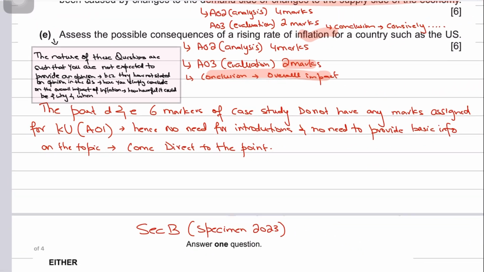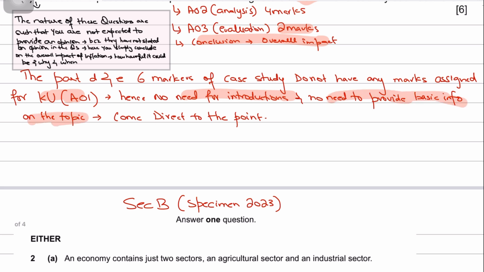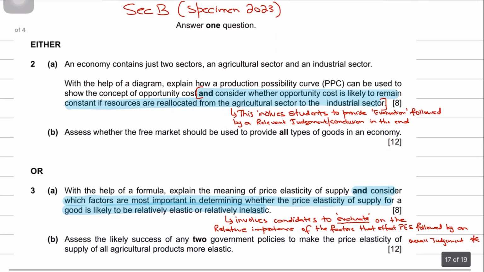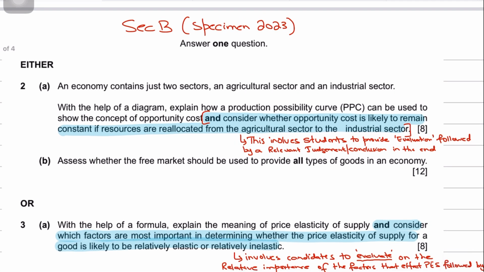Okay, and like I said, in case studies, you don't need to tell about knowledge and understanding. Also, guys, there's no need for introductions and no need to provide basic information on the topic. For case studies, come directly to the point, a direct to the point answer, right? And I've given some more examples here. For example, this Section B question that came in the specimen for an 8 marker, because before you weren't asked to evaluate an 8 marker question, but now 2 marks are given for evaluation.